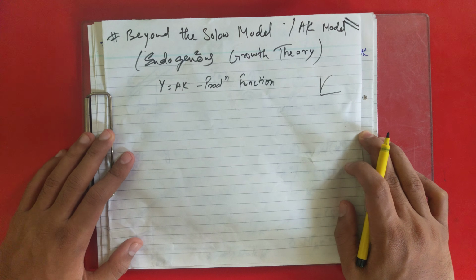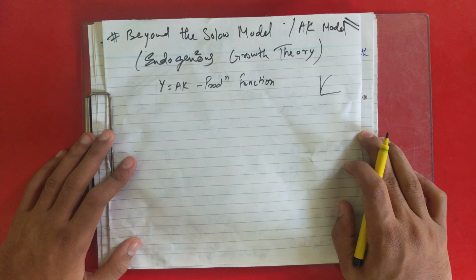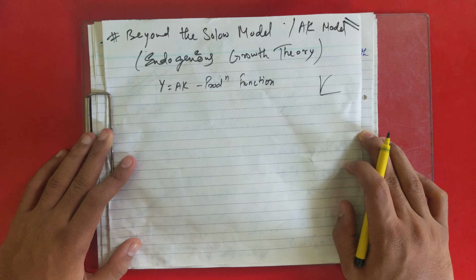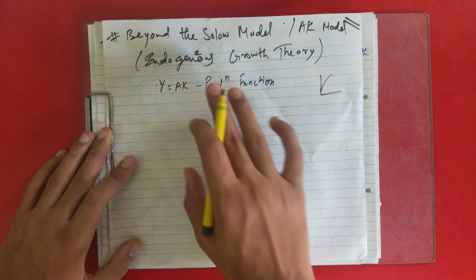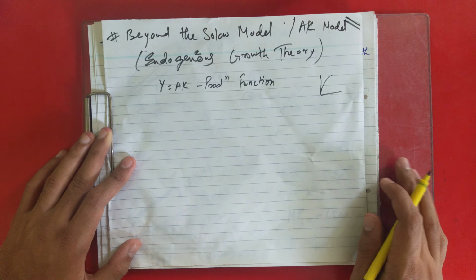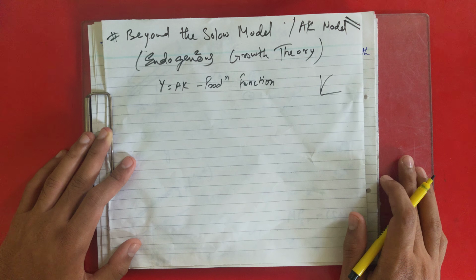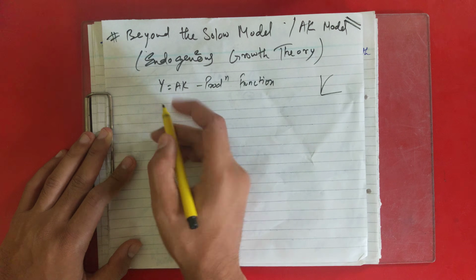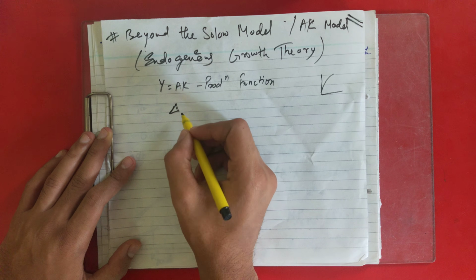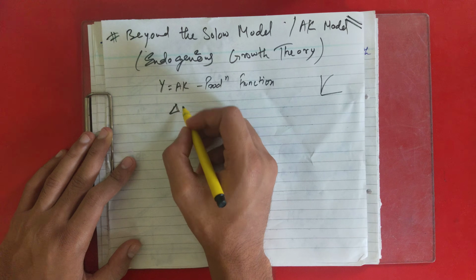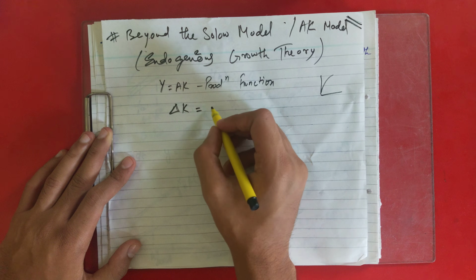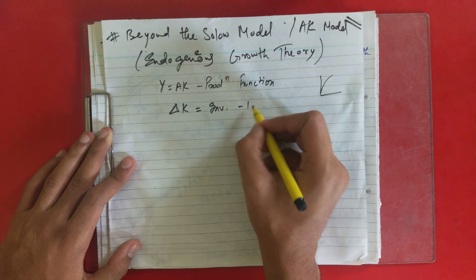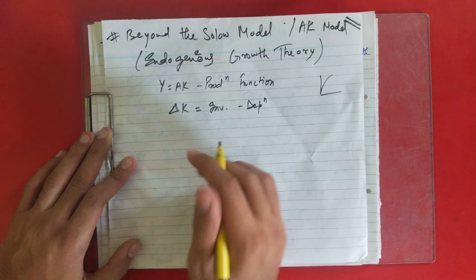Now let's see what the similarities are. Both models argue that capital accumulation will cause economic growth, and the change in capital is the difference between investment and depreciation. So if I want to write the change in capital in this endogenous growth theory, it will be delta K is equal to investment minus depreciation. It is the same as before also.